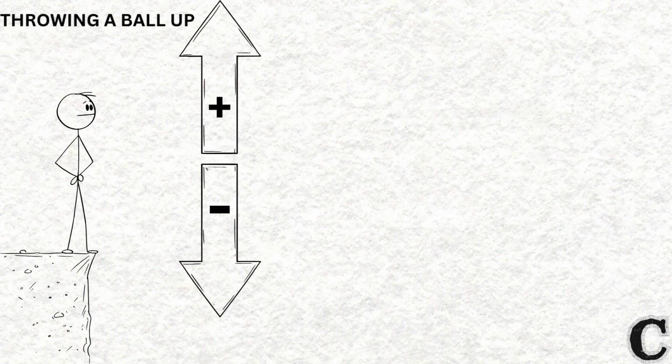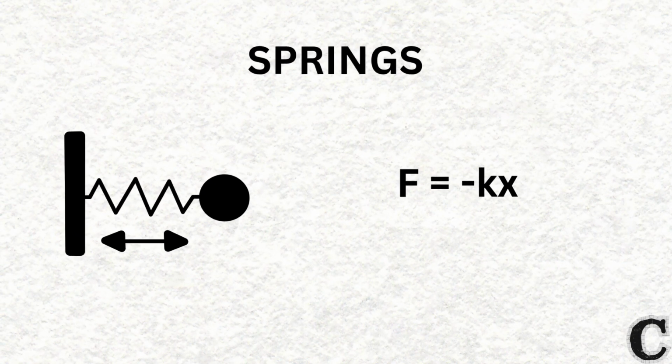Next case, throwing a ball up. If you call up positive, initial velocity is plus, gravity is minus. The ball slows, stops, and comes down. If you call down positive, initial velocity is minus, gravity is plus. The ball still slows, stops, and comes down. Different signs, but the motion is identical. Consistency keeps it correct. Next stop, springs.